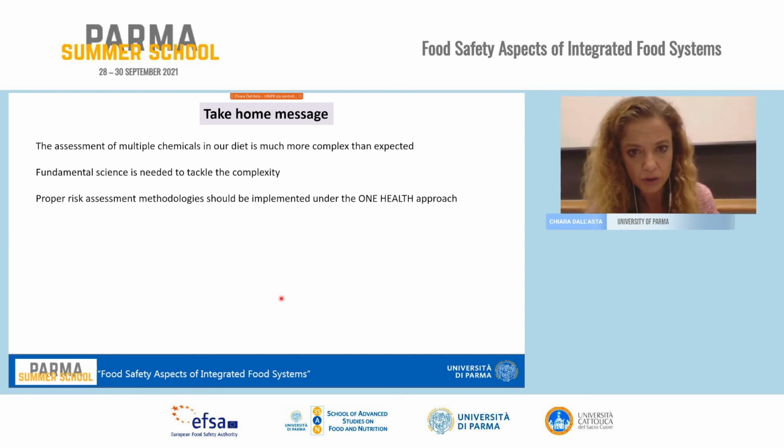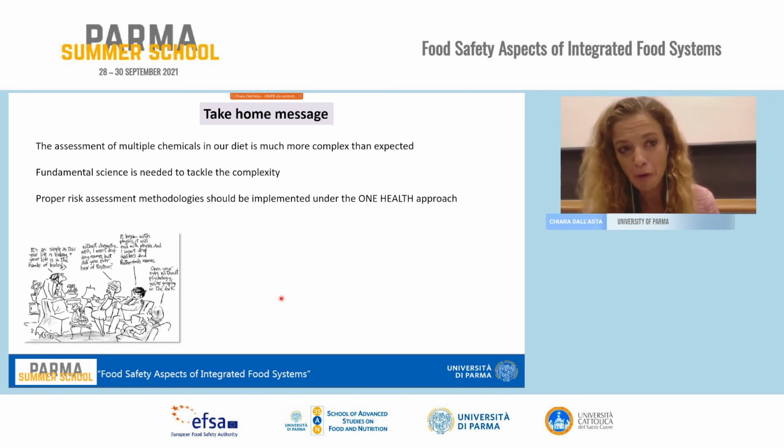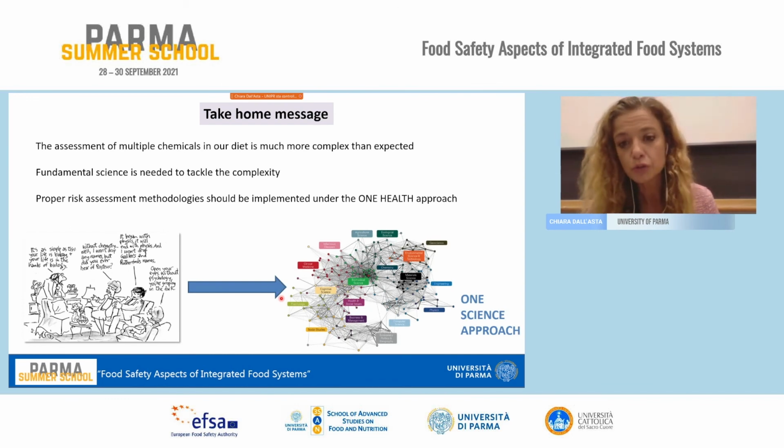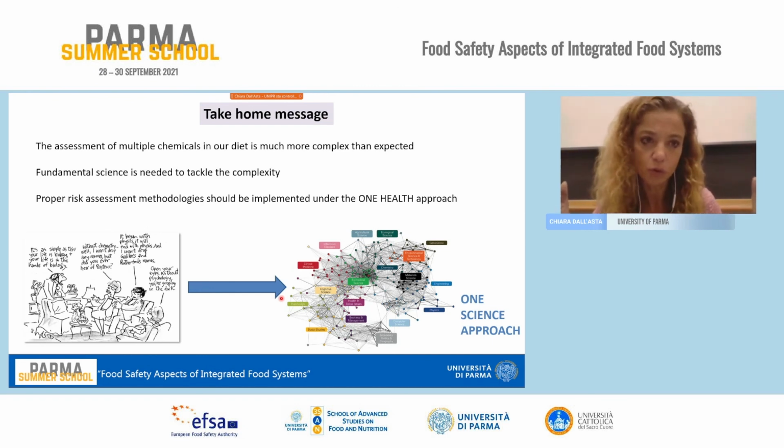Proper risk assessment methodologies should be implemented under the One Health approach. And when I talk about One Health, I always consider plants. And what is definitely more important to me, we need to move from a One Health approach to a One Science approach. So we need to talk definitely more within the whole scientific community. I think this school is an attempt to bring different points of view to you as attendees: economics, food science, plant pathology, risk assessors, regulatory framework, everything. This is something we need to push and really support for the future.